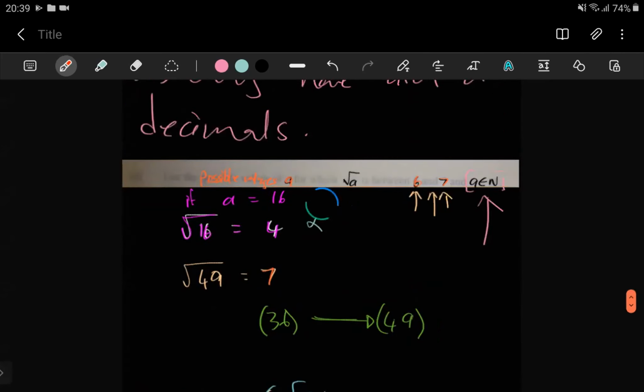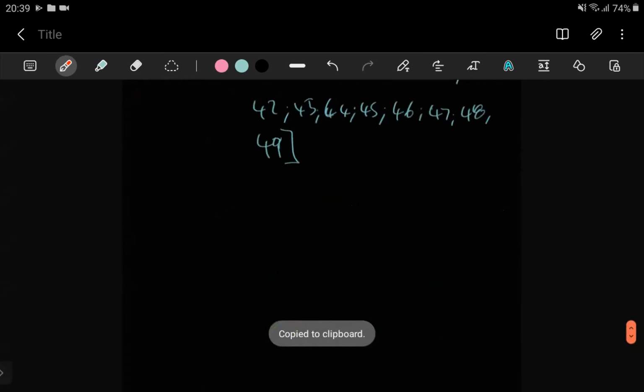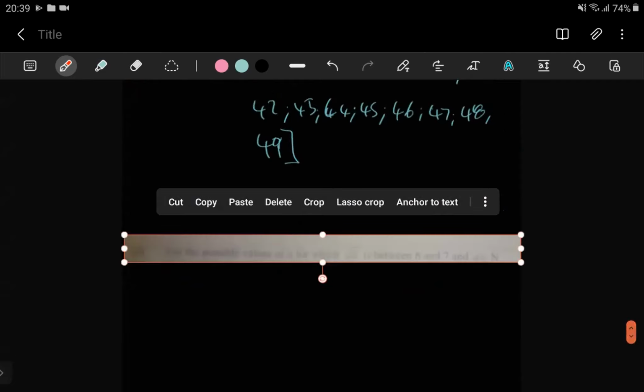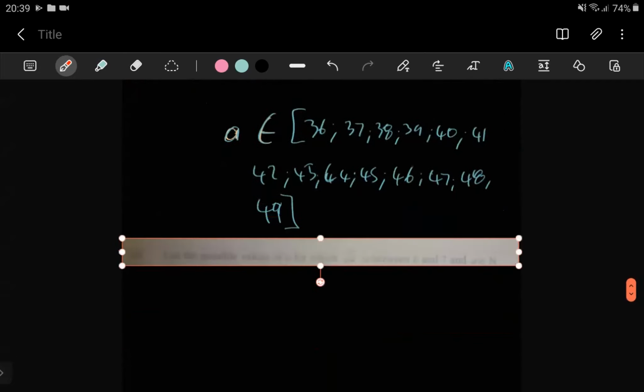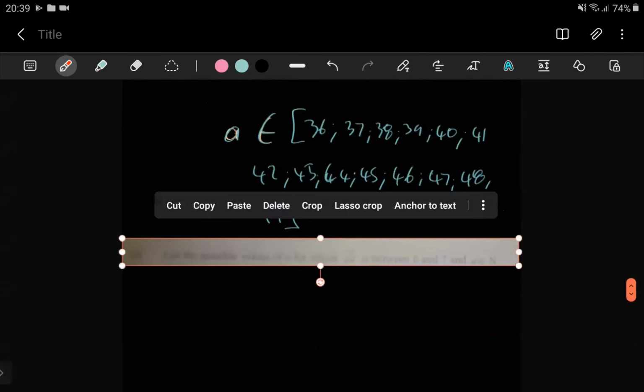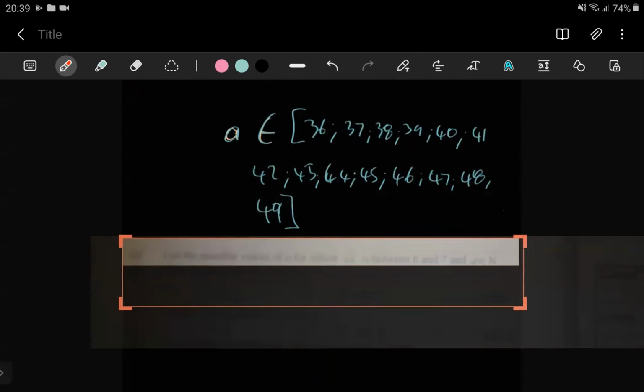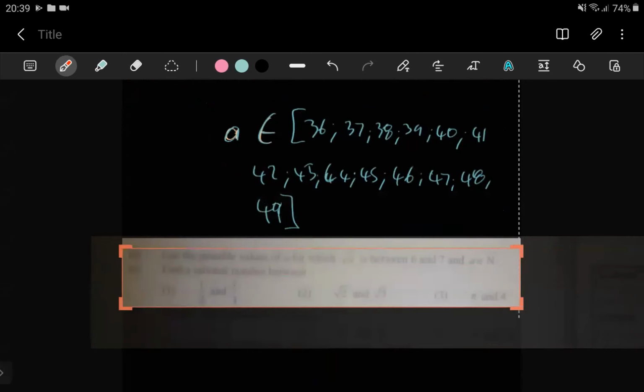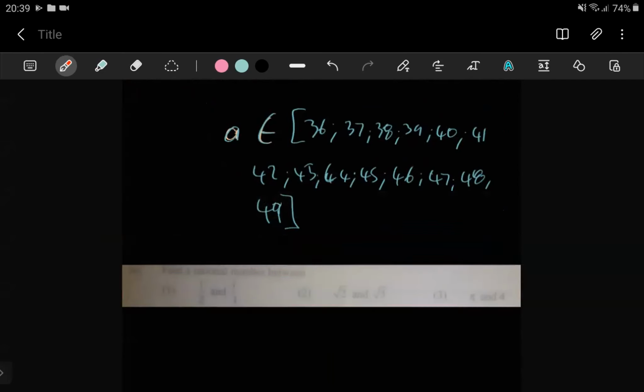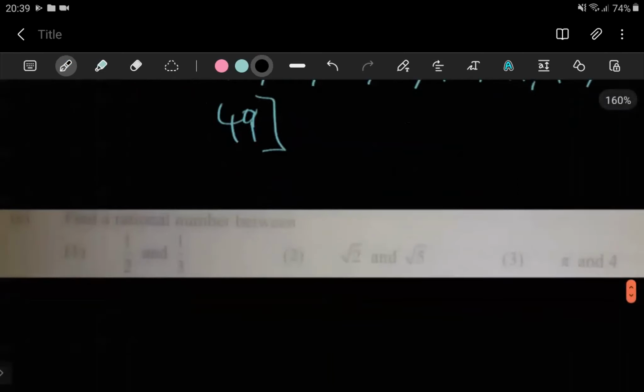Anyways, let's see here. Copy. Let me paste this thing over here. Let me crop this and move on to the next one. Okay, so the next one says, find a rational number between a half and a third.